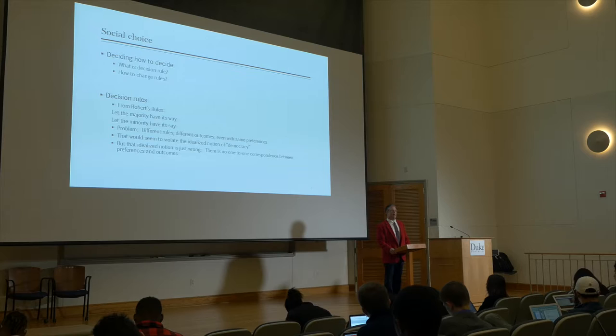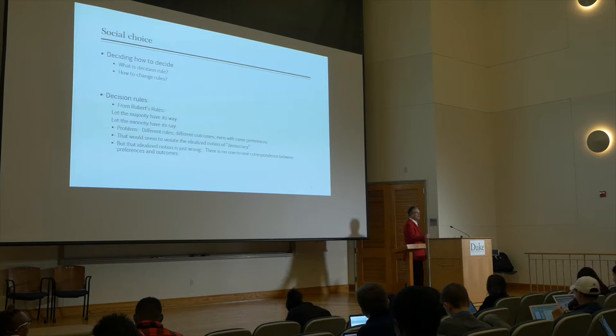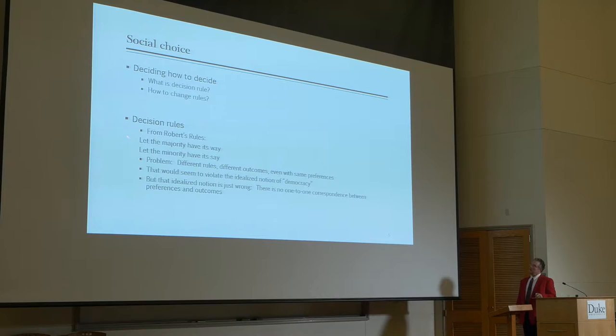Having it written down on a piece of paper doesn't matter, because covenants without the sword are but words. So unless the people in charge of the government accept the legitimacy of what's written on the covenant, it's just a parchment barrier, in the words of James Madison. The reason we have rules, this is from Robert's Rules of Order, is you want to let the majority have its way and let the minority have its say. Problem is that different rules give you different outcomes, even with the same preferences.